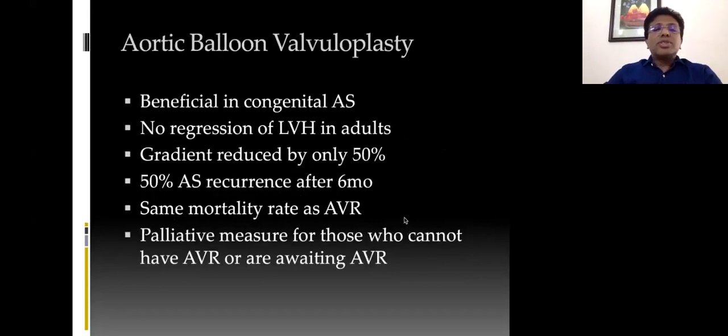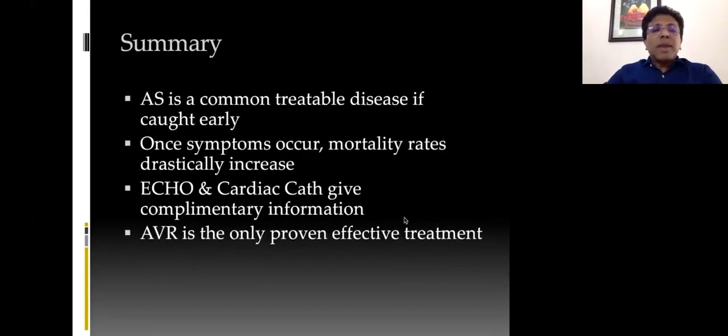So what are the options? To summarize, aortic stenosis is a common treatable disease. Once symptoms occur, mortality rates drastically increase. Echocardiography and cardiac catheterization give complementary information, and aortic valve dilatation in children and aortic valve replacement in the elderly are effective treatments.